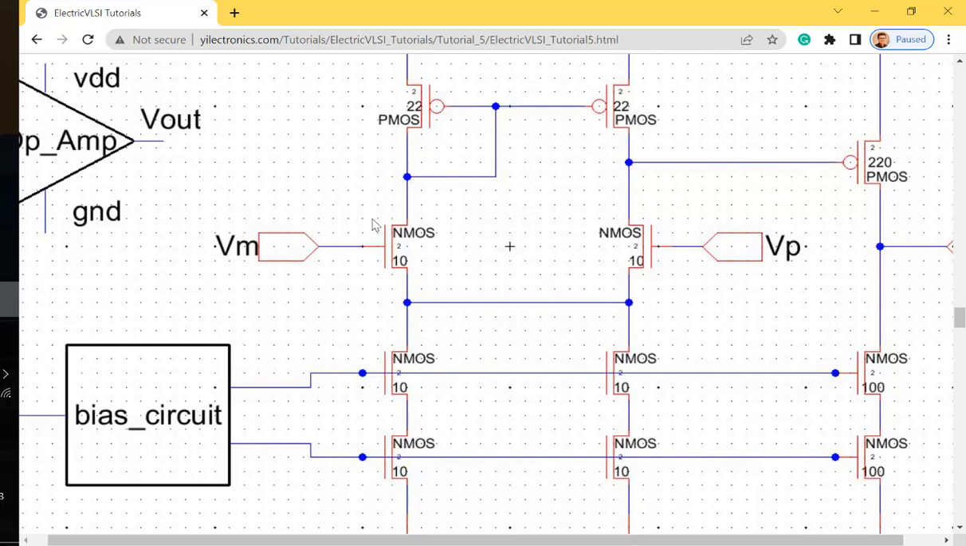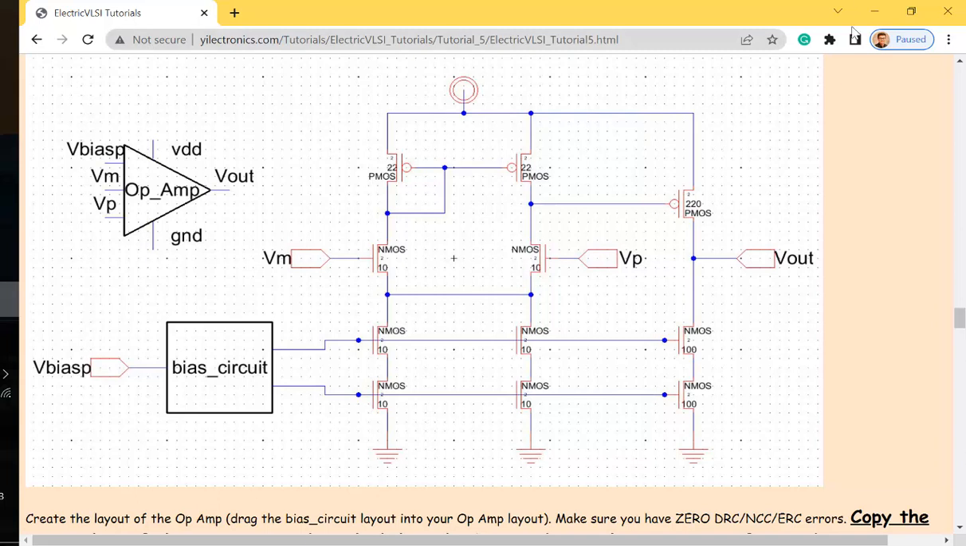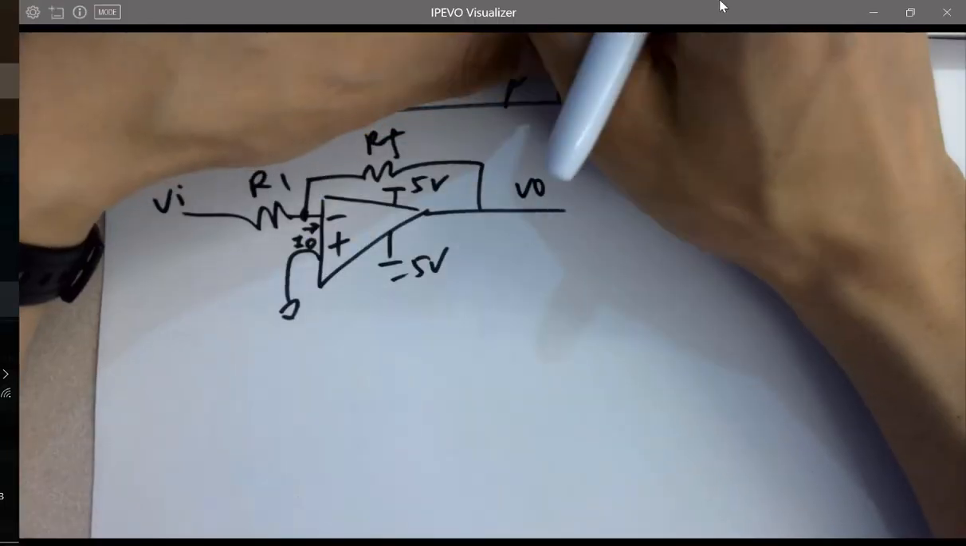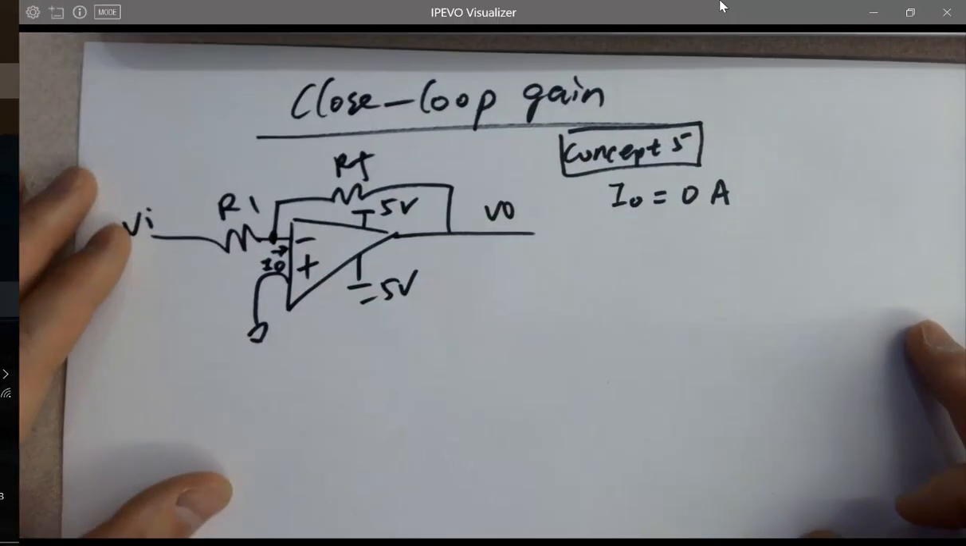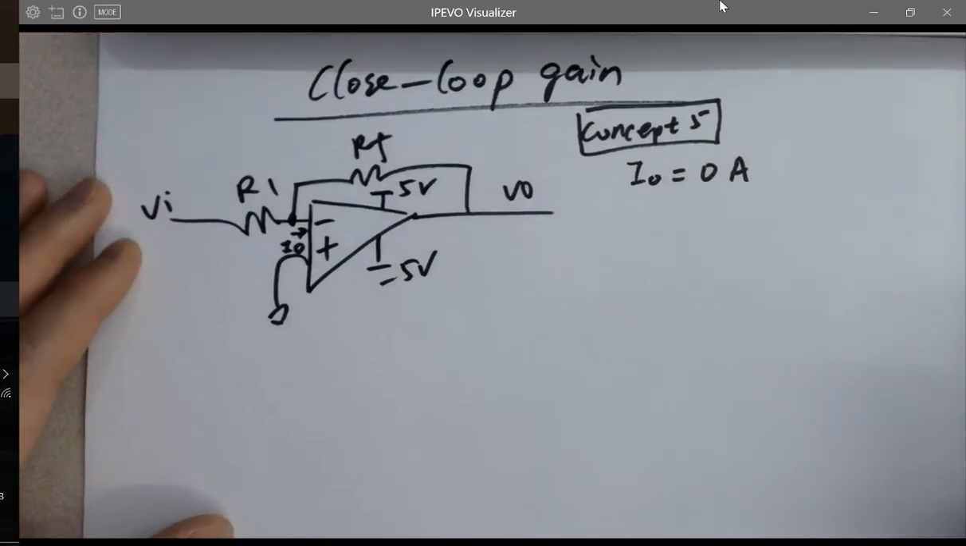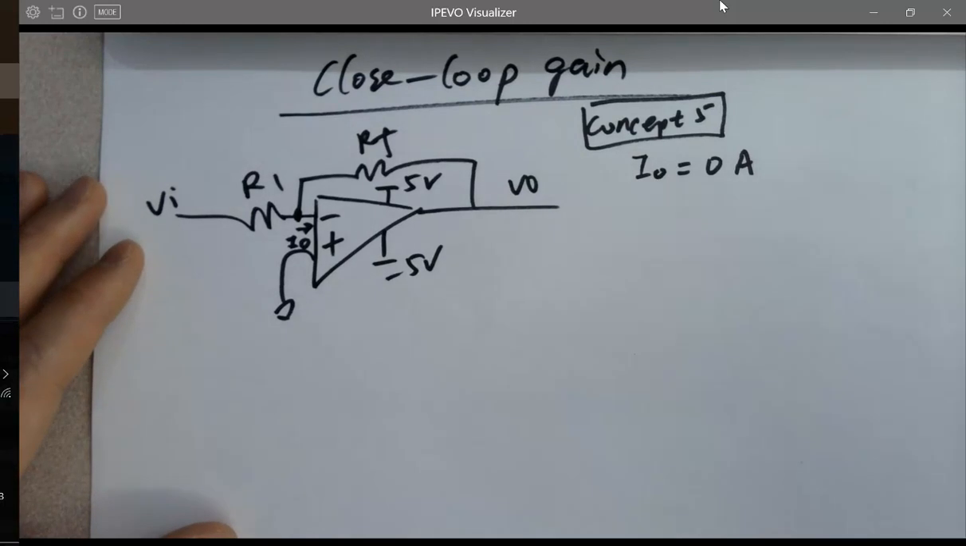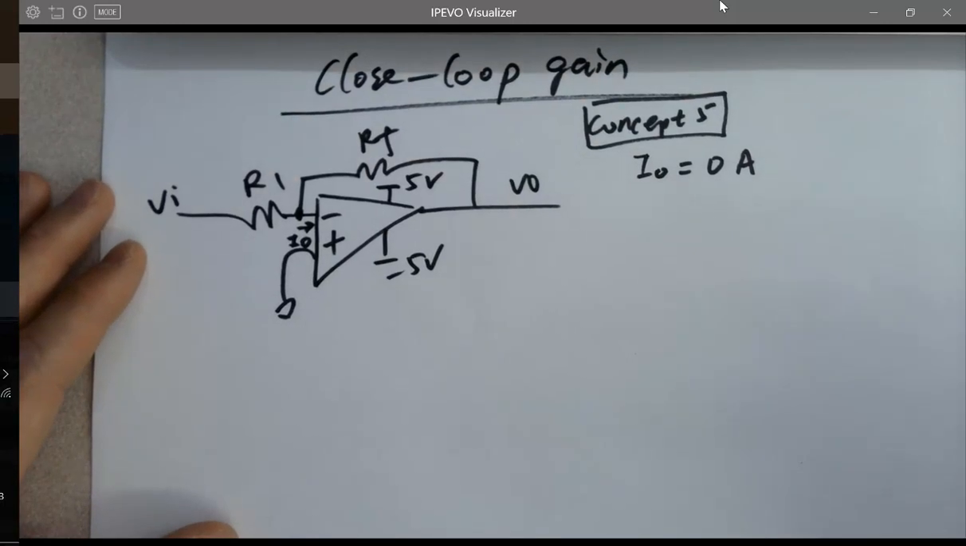It's using VP and VM's voltage to provide an electric field to attract electron holes to the channel and then conduct current. But again, just to let you know what's happening, you don't have to dig very deep into it. Now, concept number 5, you need to know the current that flows into the op-amp is 0. And it's confusing people further because if there's nothing getting to the op-amp, why do we need the op-amp?